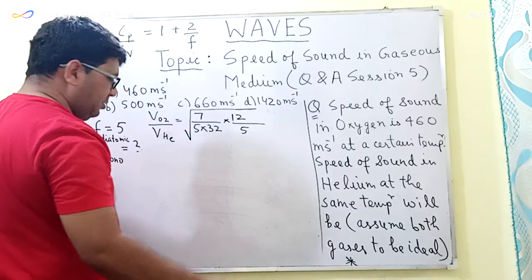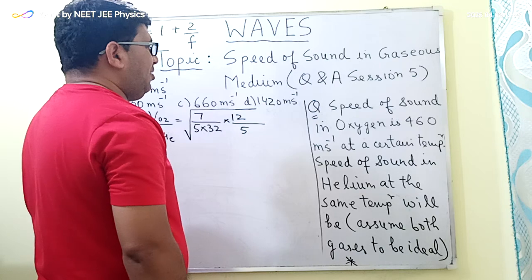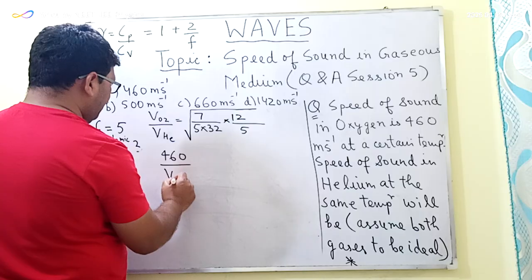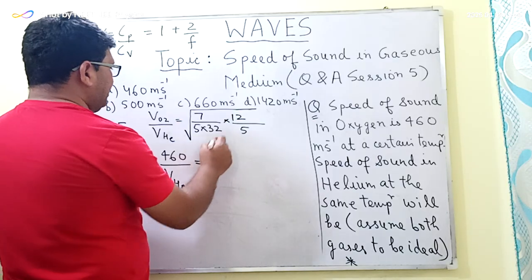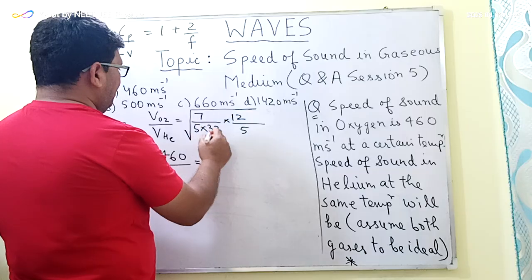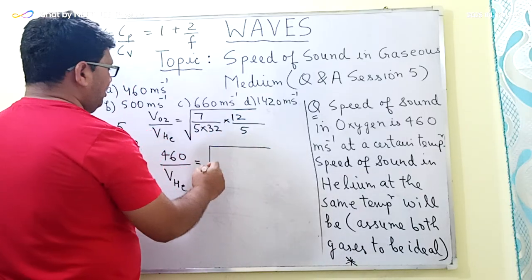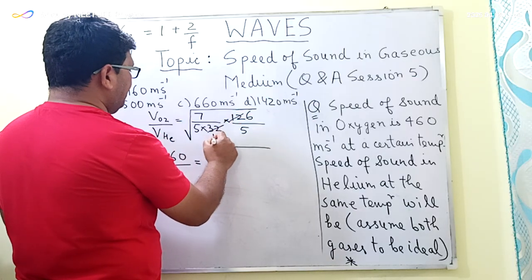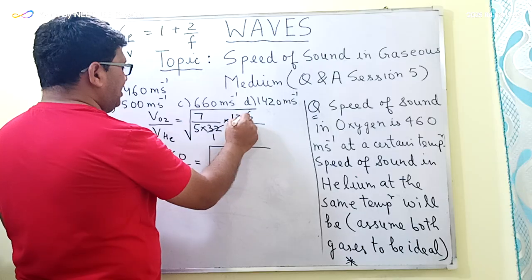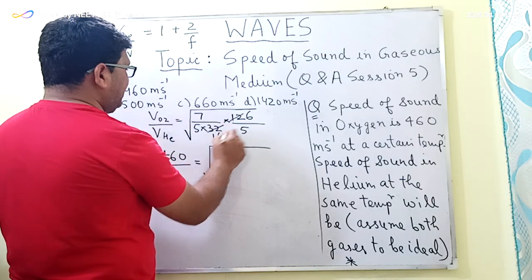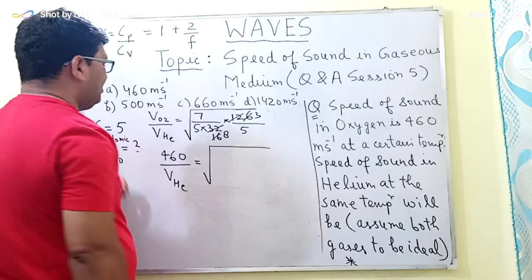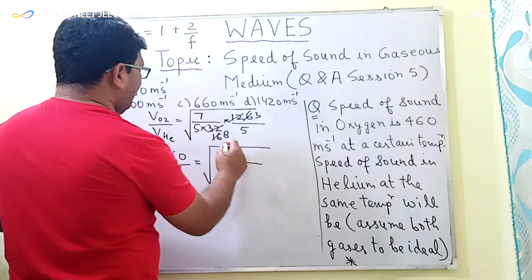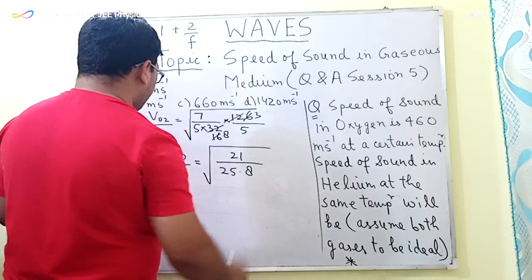Here the speed of sound in oxygen is 460. So I will put in the value 460 divided by the speed of sound in helium, and this is equal to the square root of 7 into 12 by 5 into 32 into 5, which simplifies to the square root of 21 divided by 25 into 8.